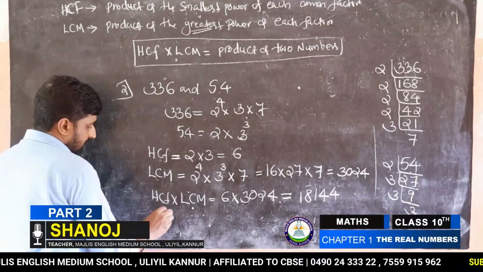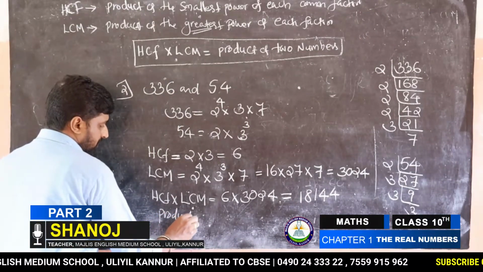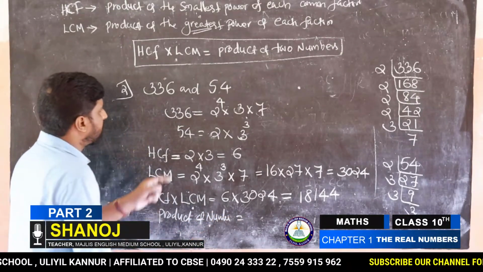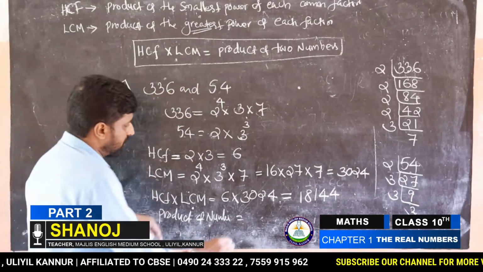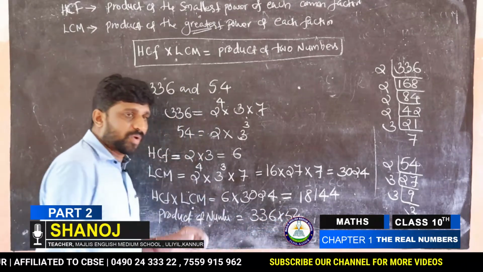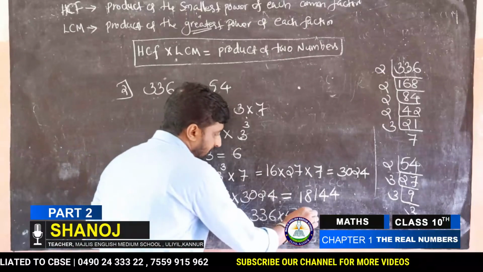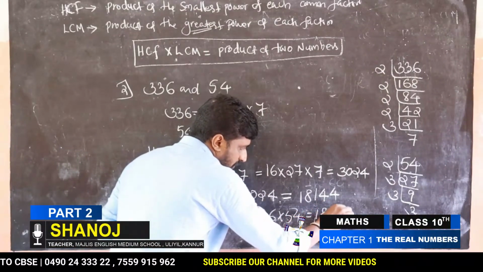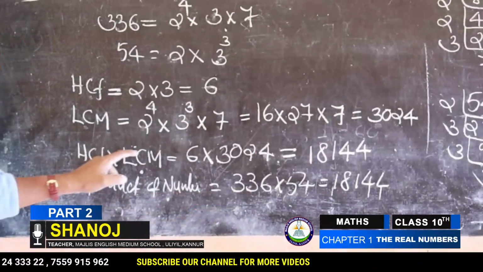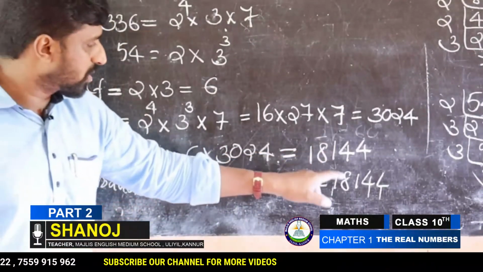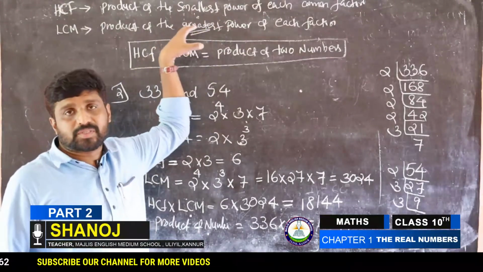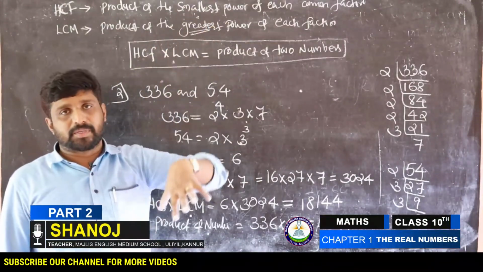Then right side is like this, product of numbers. Product of numbers means we need to multiply these two numbers, that is 336 into 54. We can multiply these two numbers, that again we got 18144. Anyway, we got the same answer here. Therefore, HCF into LCM and product of two numbers, we got the same. This is only the verification. For finding HCF and LCM, we can use the fundamental theorem of arithmetic.